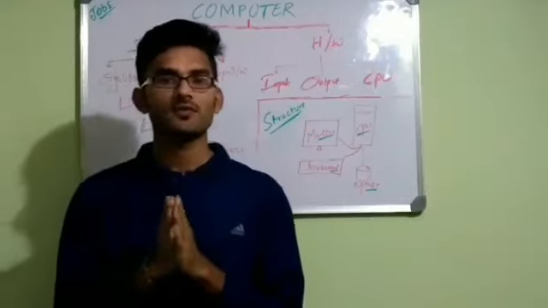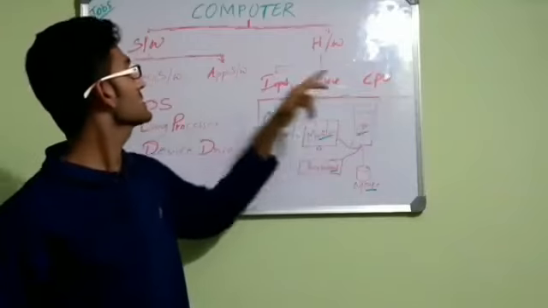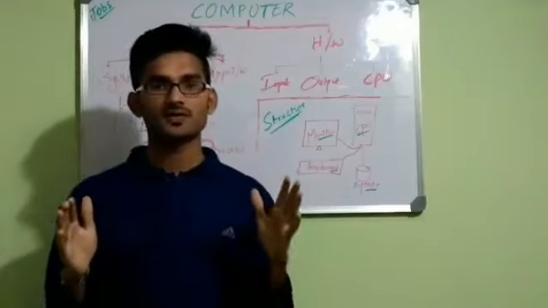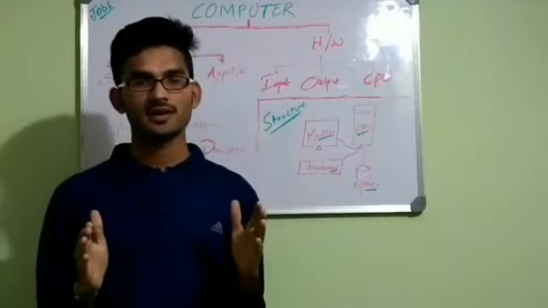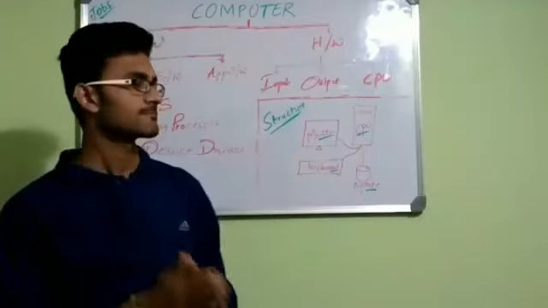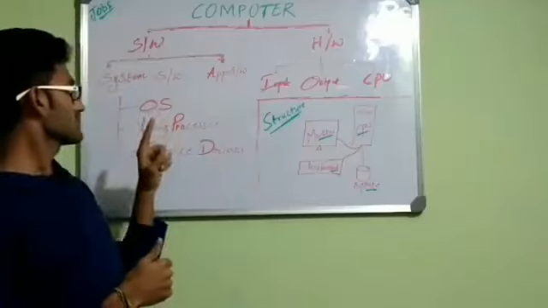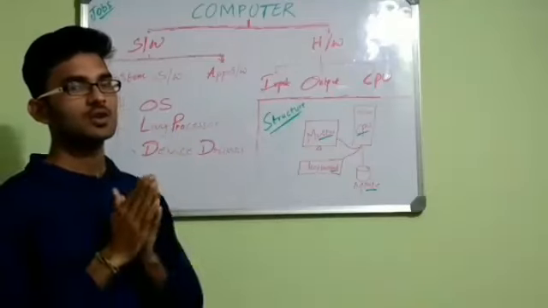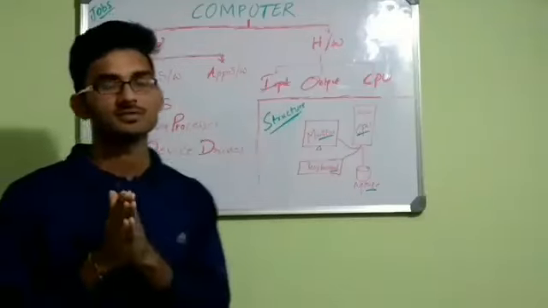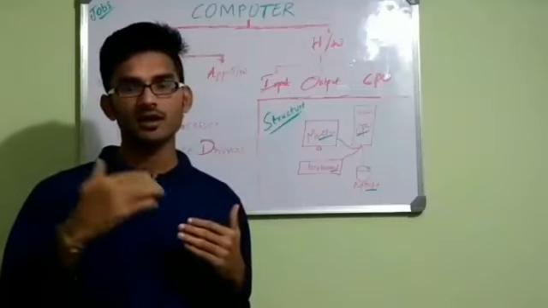If you divide it, this is the structure: hardware, input devices, output devices, CPU. Again, software. We divide software into two types: system software and application software. First we'll talk about system software. System software is divided into operating system, language processor, and device driver. So what is an operating system? What is a language processor? What is a device driver? We'll talk about it.